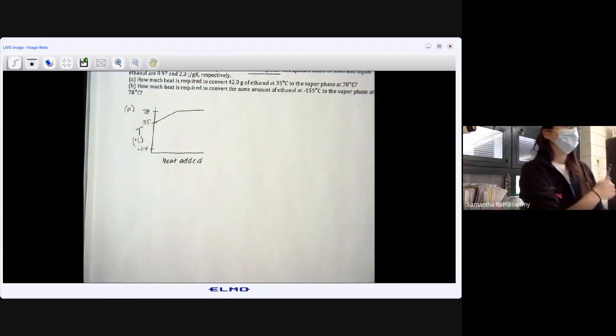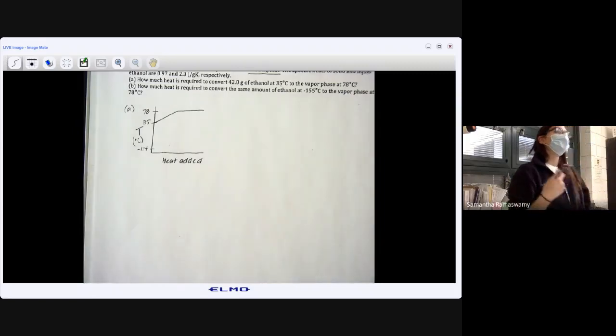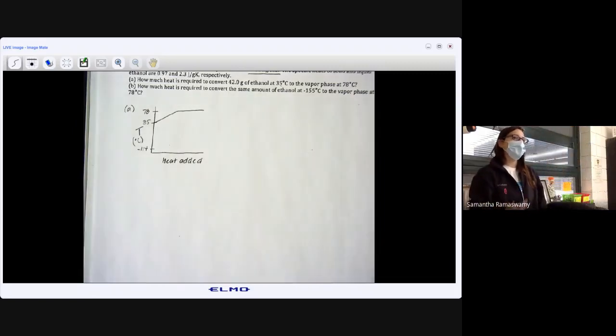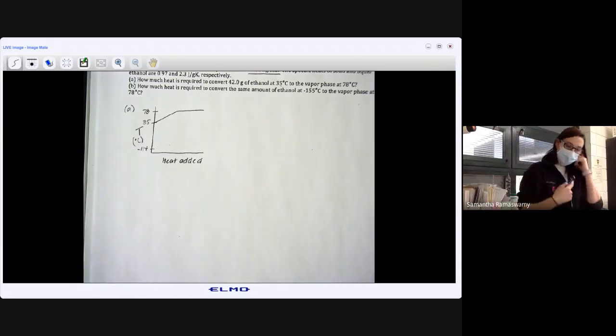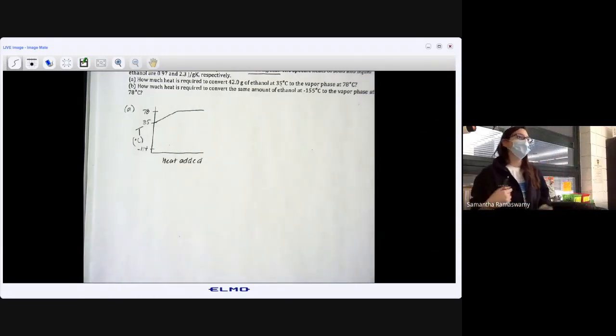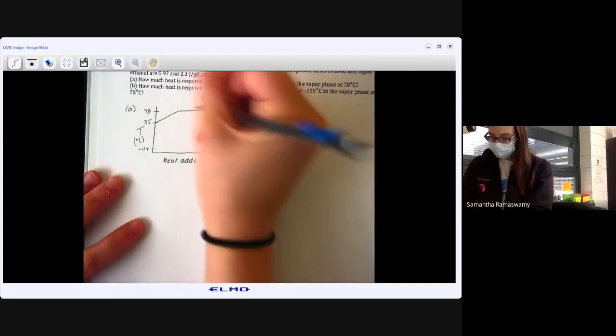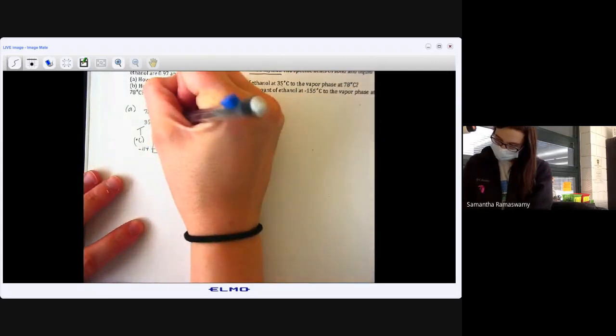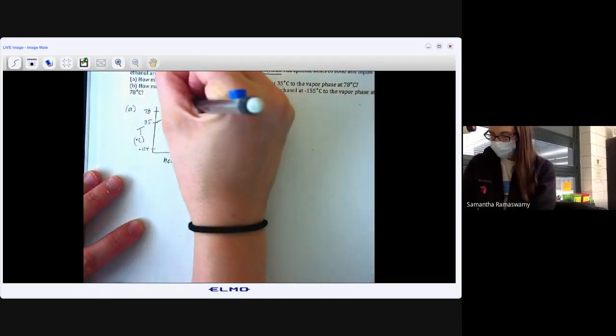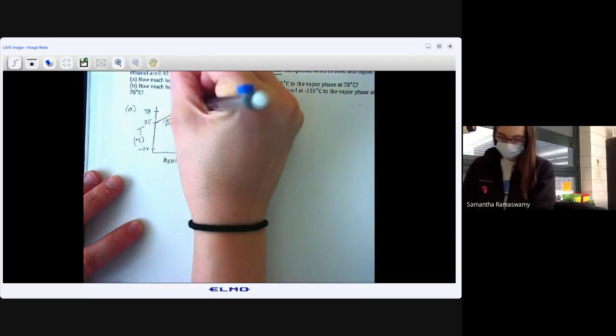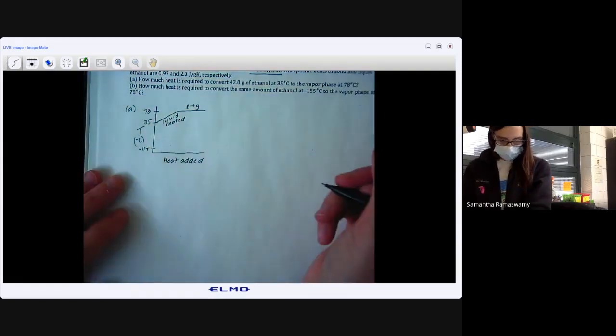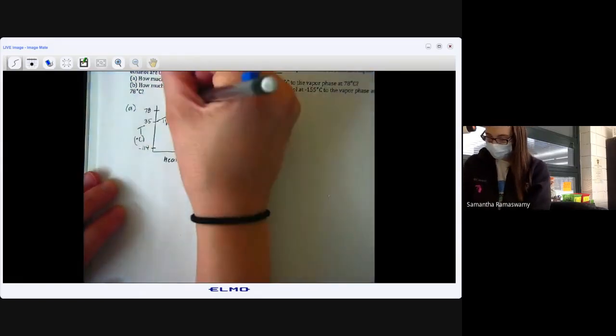At phase changes, whether it's melting or boiling, the reason it plateaus is because all of the heat being added is being used to overcome the intermolecular forces. In this case, this was a liquid being heated, and here we have liquid going to gas. So in this case, it's boiling.